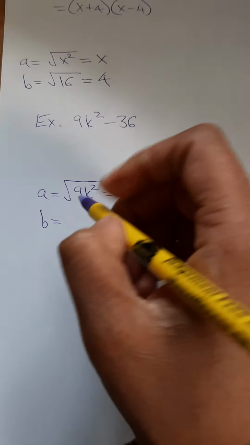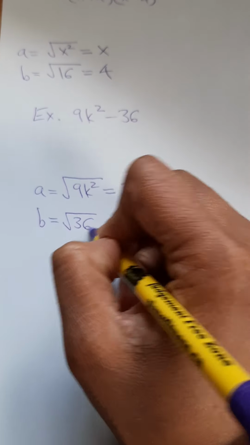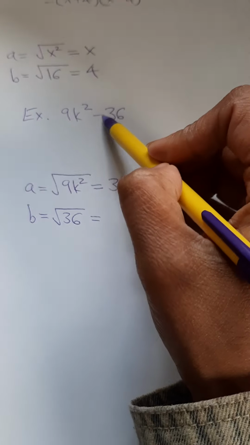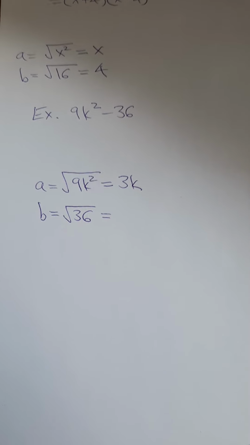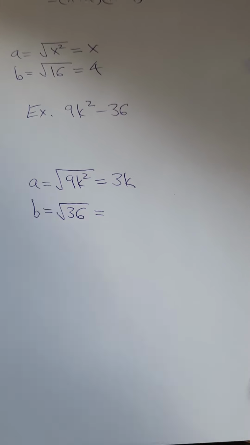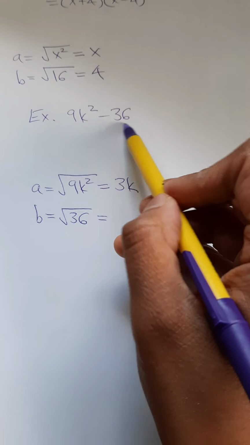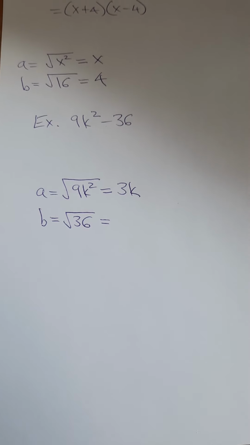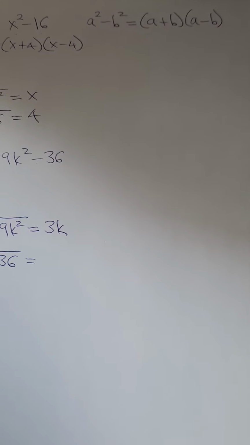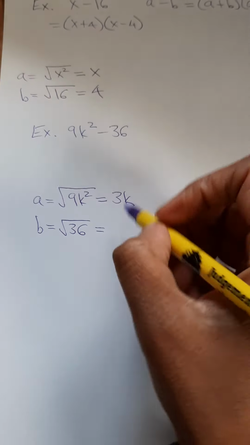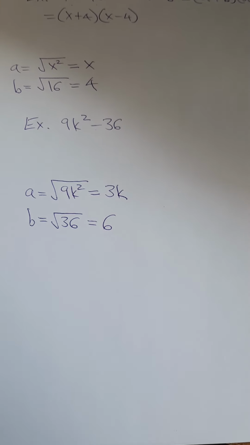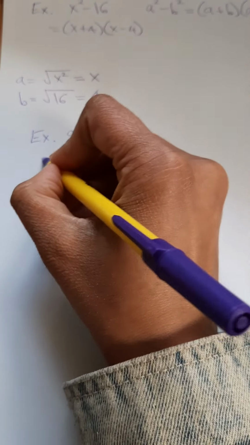Okay, the b value is the square root of 36. Note that we're not using the negative sign here. Because it's a difference of squares, there has to be a negative sign between these two terms. If this was 9k squared plus 36, I would not be able to use my general method for the difference of squares. So the square root of 36 here is equal to 6. I have my a and b values here.